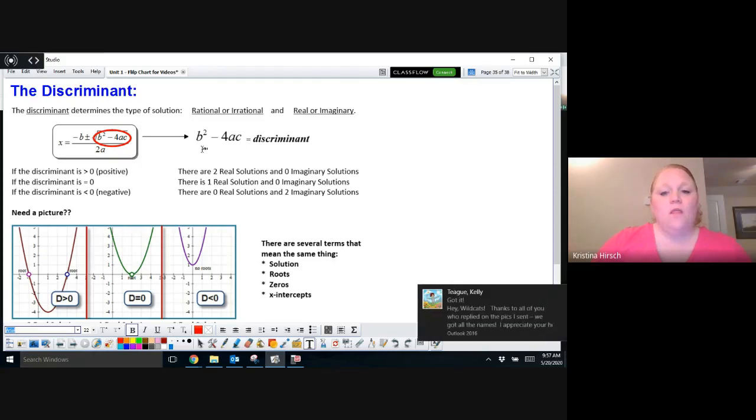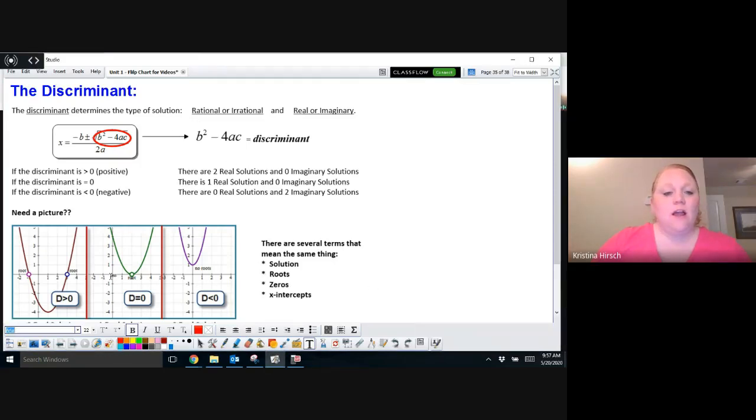There are three instances. You could have a discriminant that is greater than 0. If that's the case, then notice on this picture that your graph would touch the x-axis in two places. You can have a discriminant that's exactly 0, and it only touches your x-axis in one place. Or you can have a discriminant that is less than 0, which would mean it would be negative, and then it would not cross your x-axis anywhere.